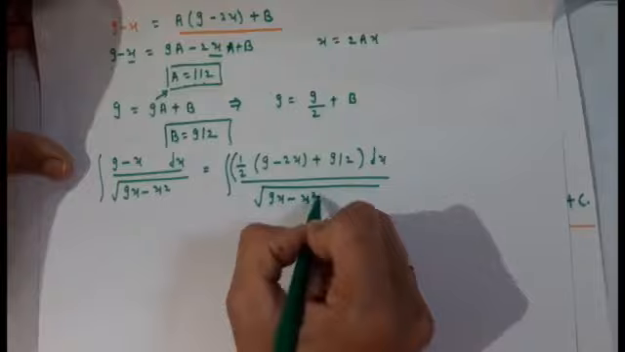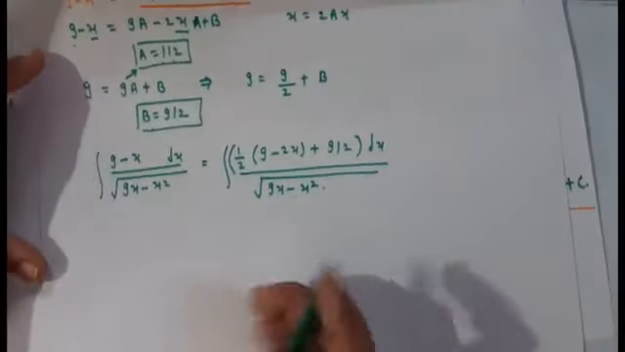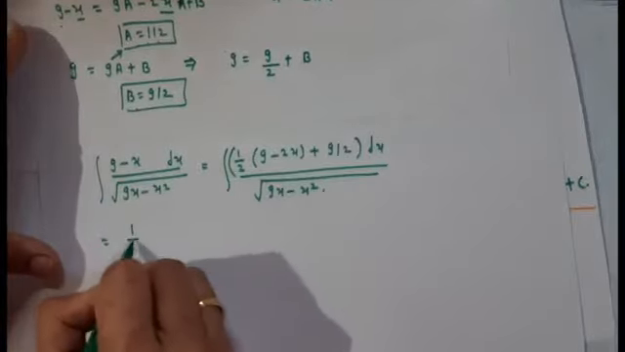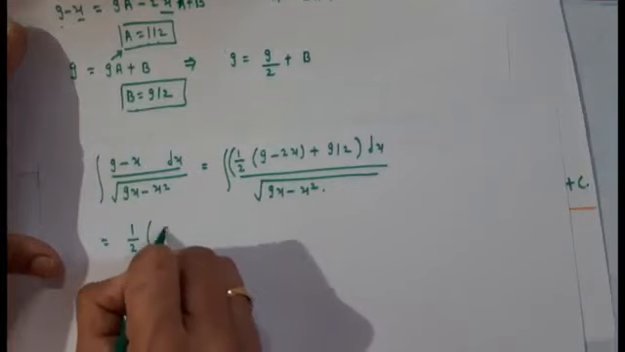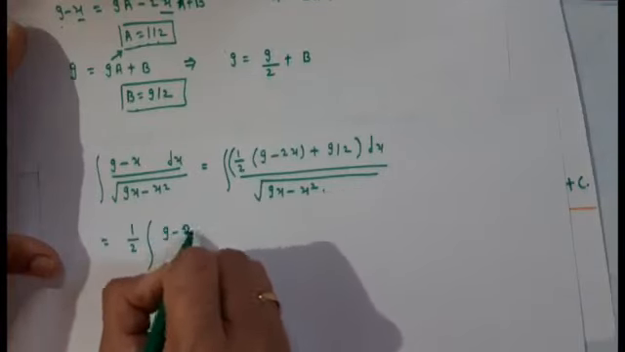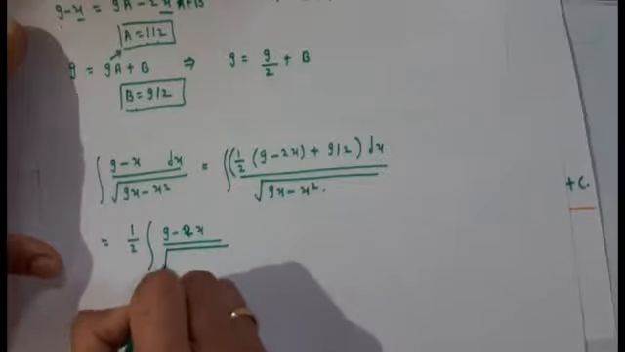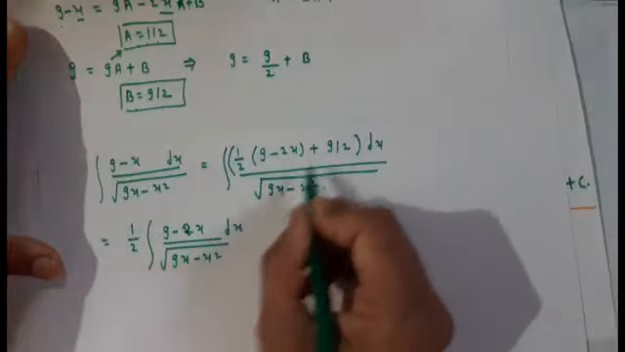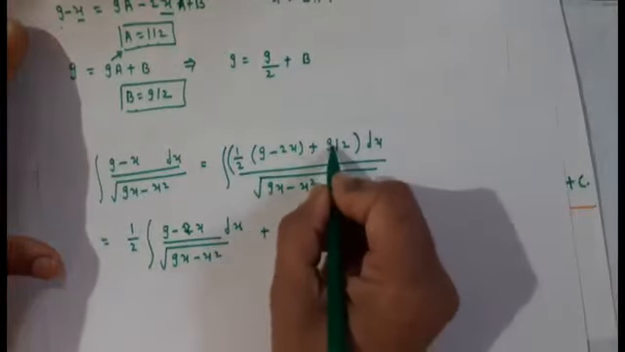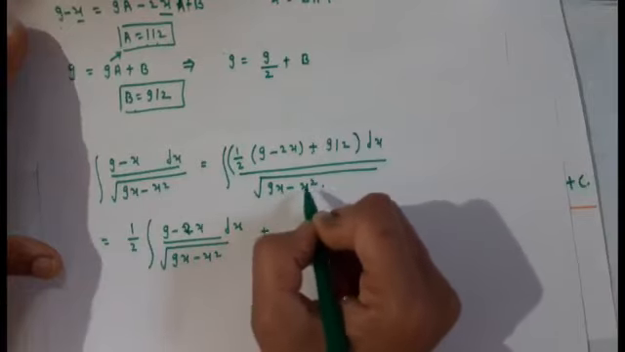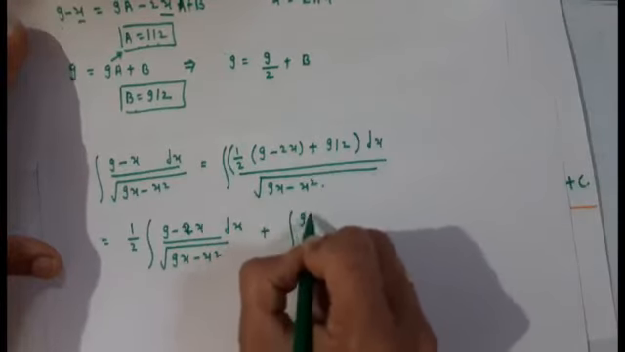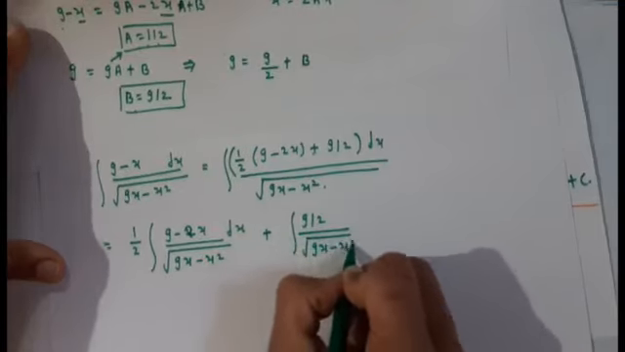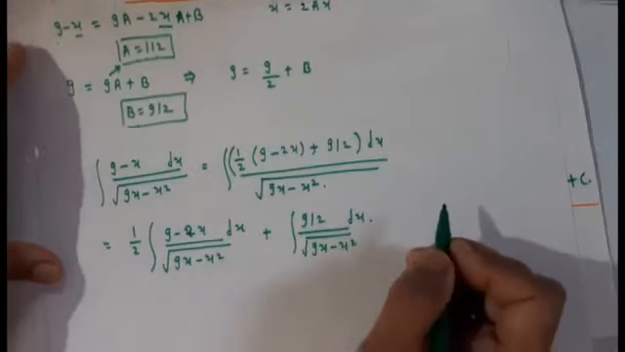9x minus x square. Okay students, now separate the terms, and this is equal to 1/2 as a constant, take it outside, integration of 9 minus 2x upon square root of 9x minus x square with respect to x, plus the second term, integration of 9 by 2 upon square root of 9x minus x square with respect to x.